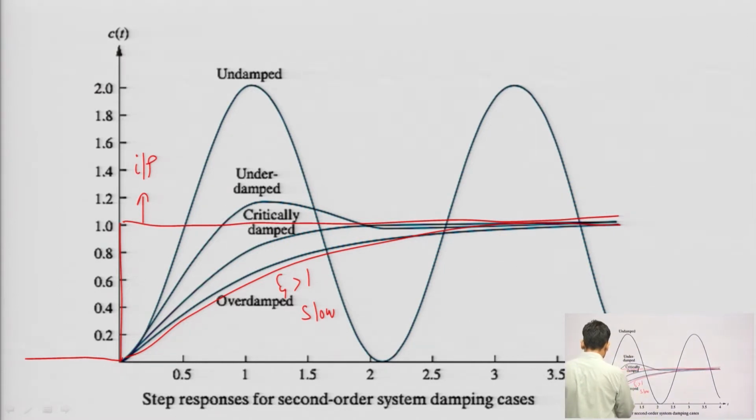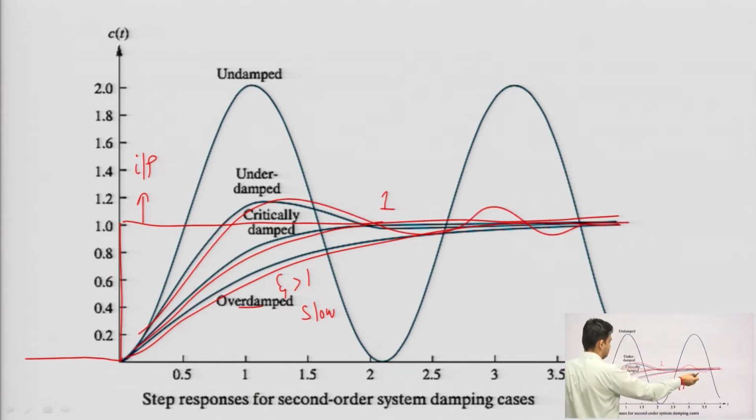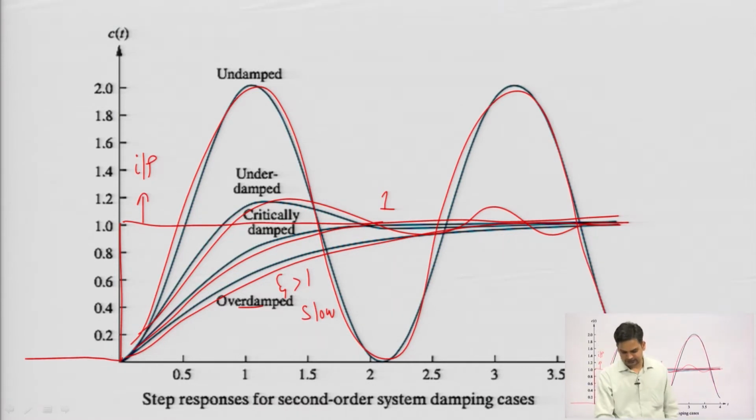Whenever I go for critically damped, my system reaches the level 1 faster than the overdamped case. Whenever zeta is less than 1 but greater than 0, I get an underdamped system, with an oscillation like this, which settles at the level 1. Whenever zeta is equal to 0, this is my undamped response. So, this is the time domain behavior.